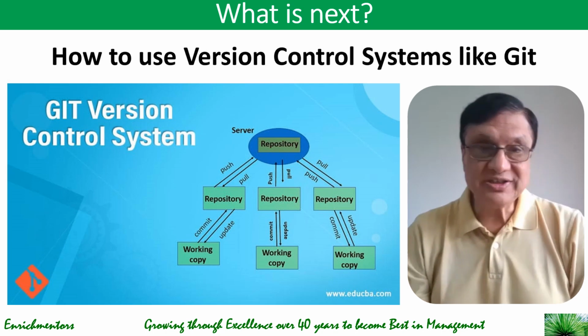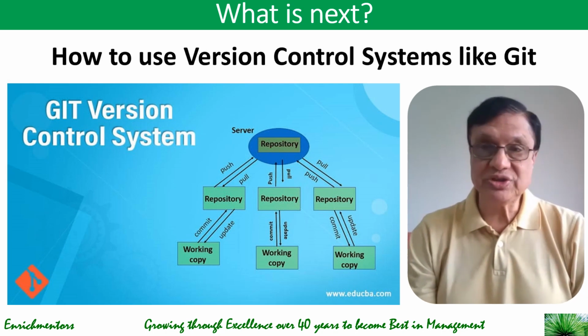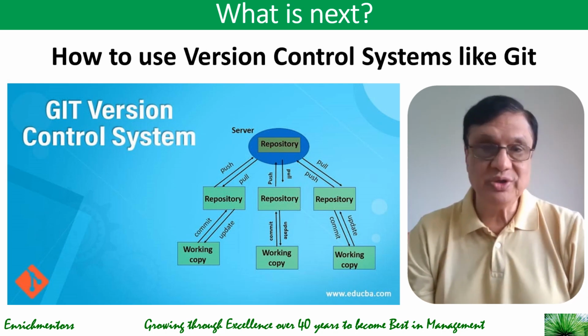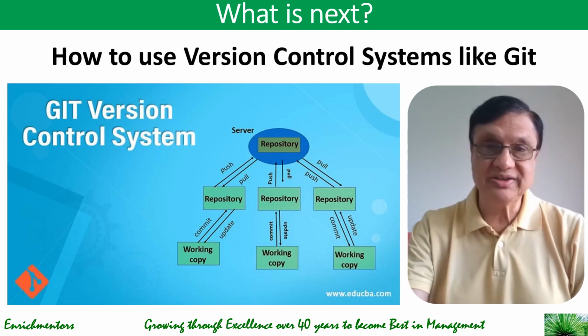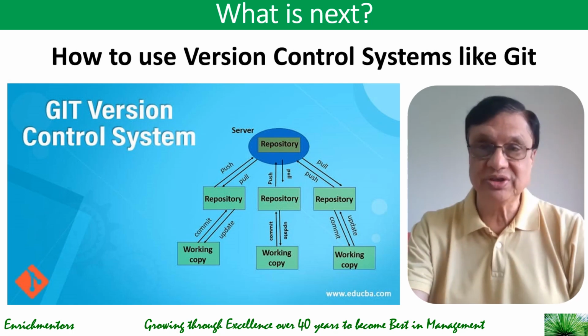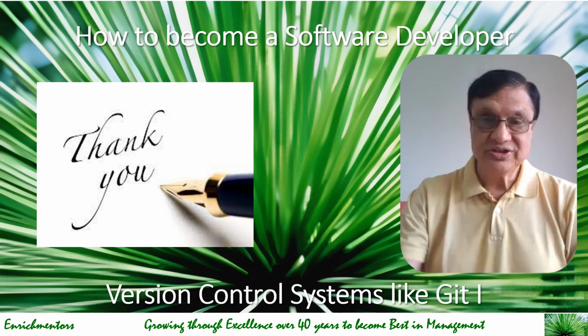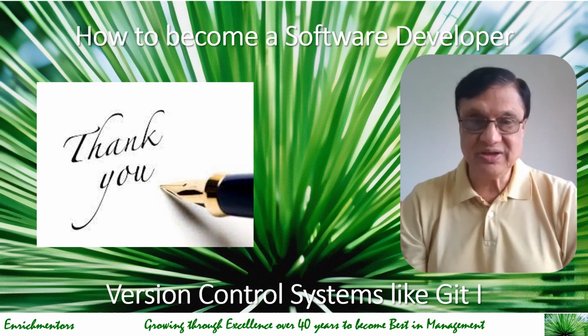So having looked at some of the things that you can do to use version control systems like Git, what do we do next? We have more things to tell you in the next lecture. And we will take a look at what are the other things that you can do to use a version control system like Git.